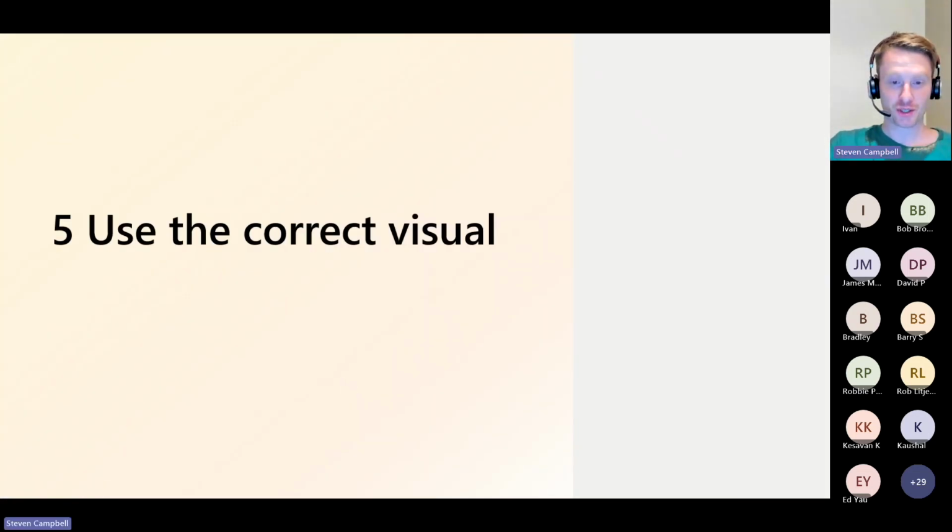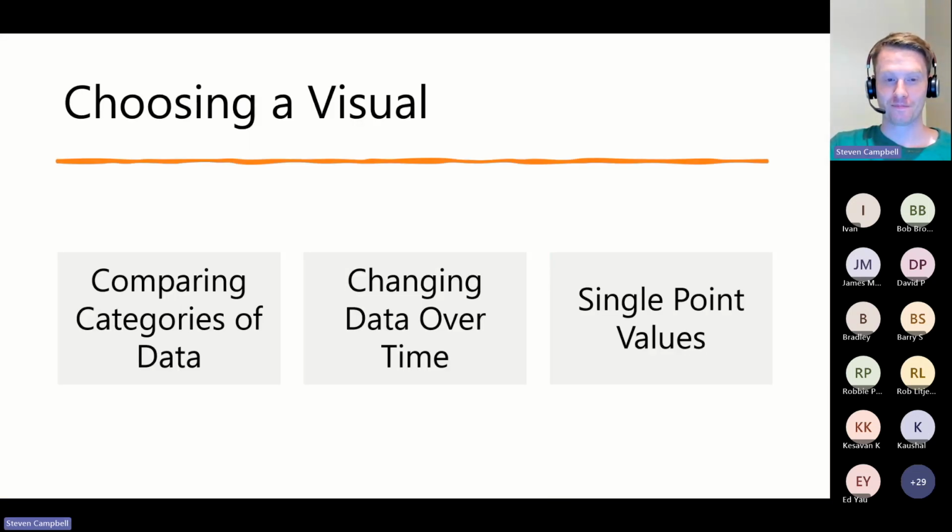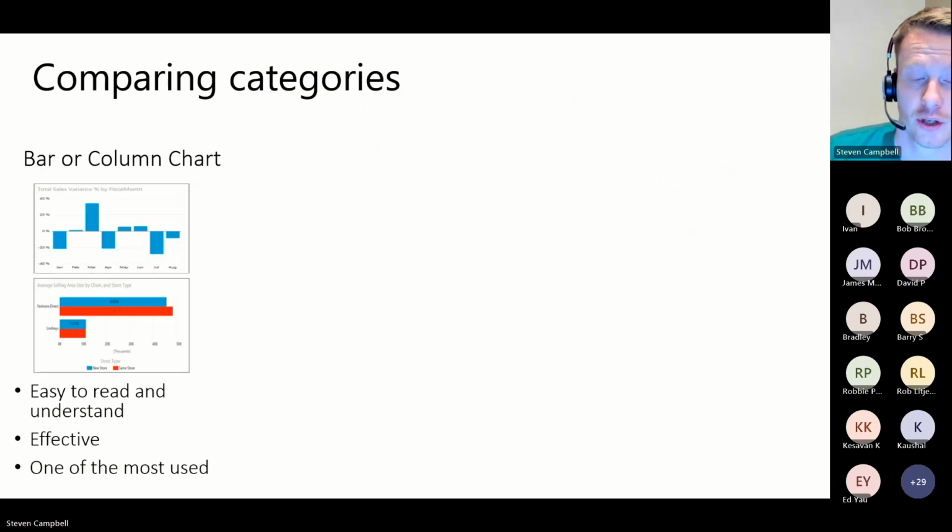5, use the correct visual. Again, we have typically 3 types of things we're doing: comparing categories of data, comparing data over time, or single point values. So for categories, column or bar graph, these are the main ones you get in Power BI, in order of what I would normally say is my favorite. Column or bar graph, right? Very easy to understand. We've all seen them before. Really effective, and that's probably why they're the most used.